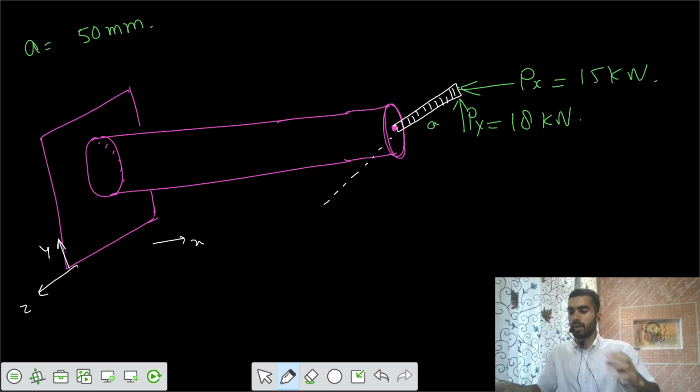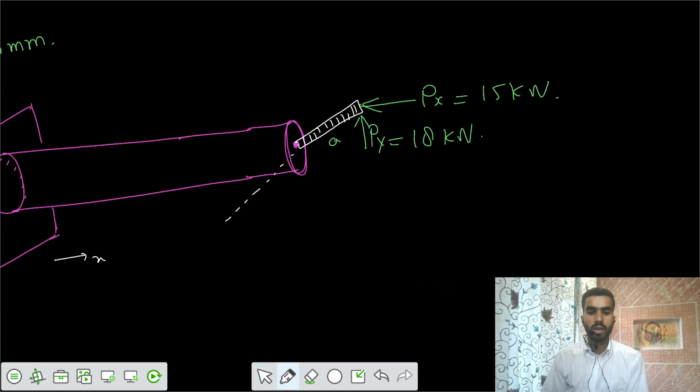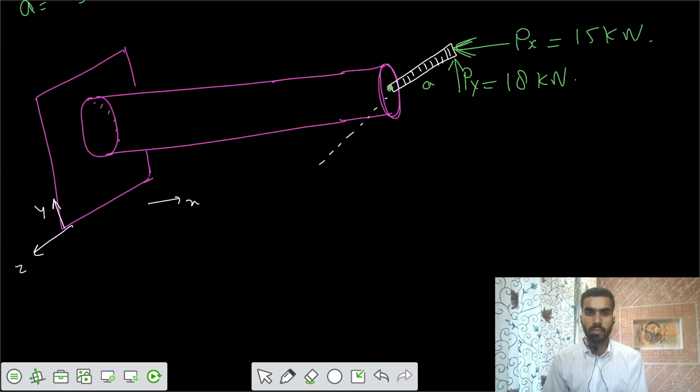Let's take the problem and analyze it. We want to transfer those loads onto the center, because if you transfer the loads to the center, there might be development of moments and torques. That's what we have to check here, seeing the effects of those moments and loads.